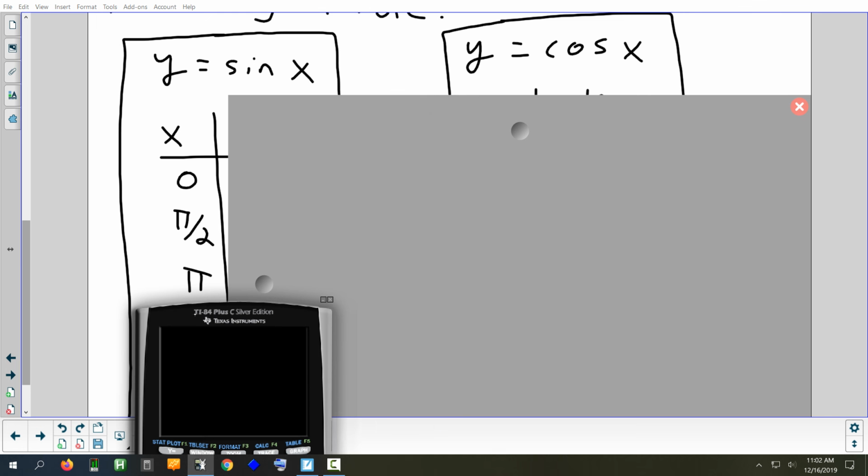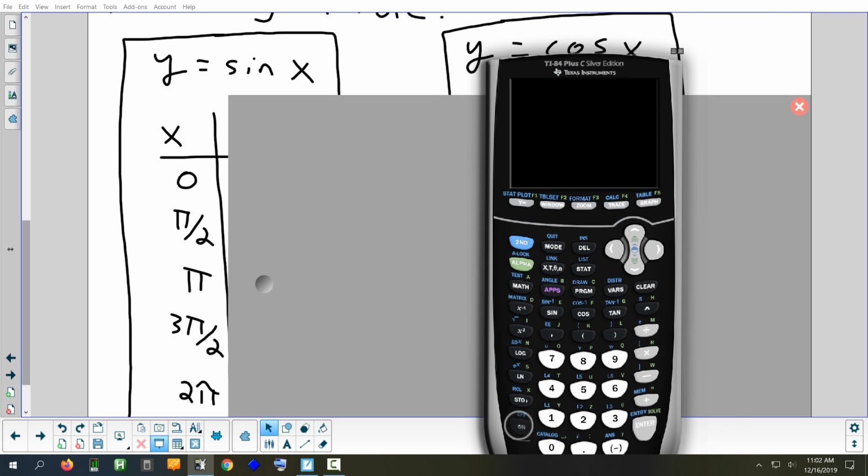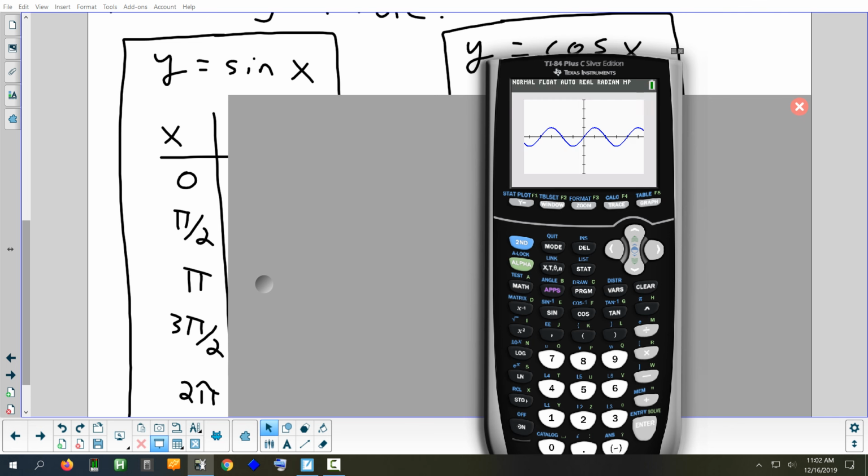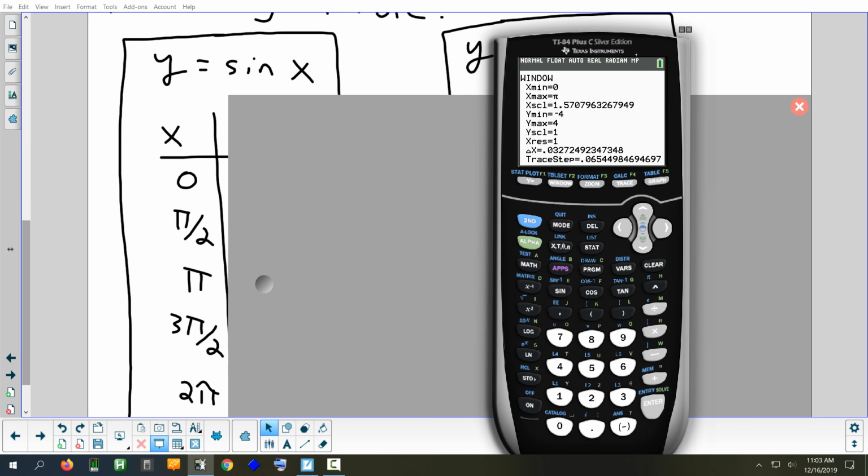Now, let's graph sine. And what I'm going to do is graph it from 0 to 2 pi. So what you're going to be looking at now is just one cycle. It's going to fill the entire screen. I zoomed in. But that's one cycle. All right. Look at that graph.